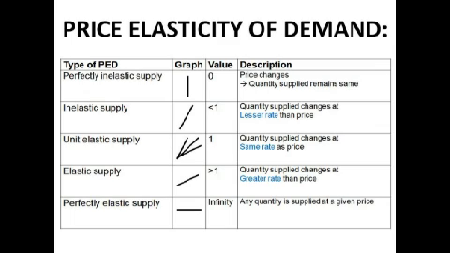Perfectly elastic supply is when any quantity is supplied at a given price, but if you change that given price, there's absolutely nothing supplied. This value is infinity, and it's a flat line.